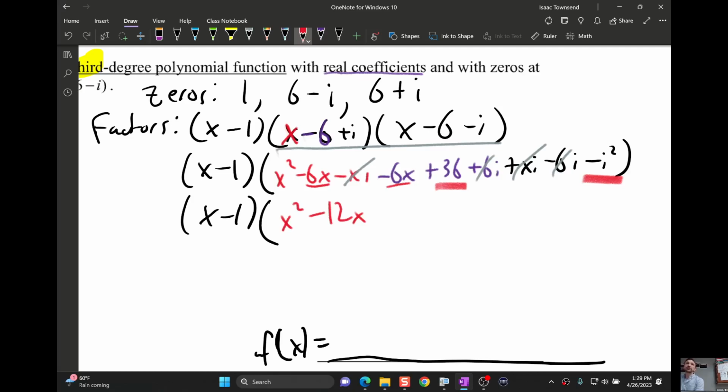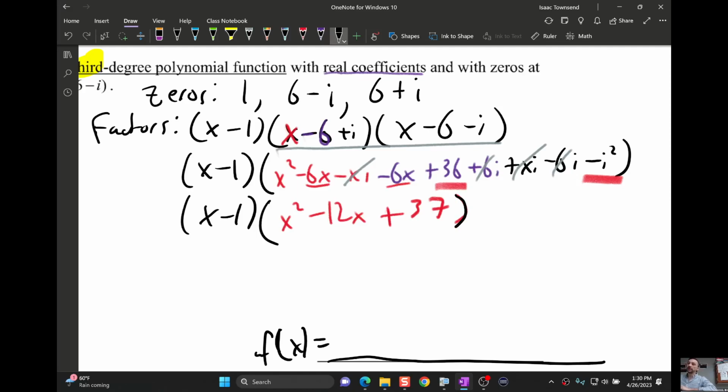35, 36, 37. 37. Because this is like minus a negative 1, which is like plus 1. That's why it's 37. So that's what I mean. It looks really bad for a second, but since so much of it cancels out and all the i stuff goes away, it's really not that bad.